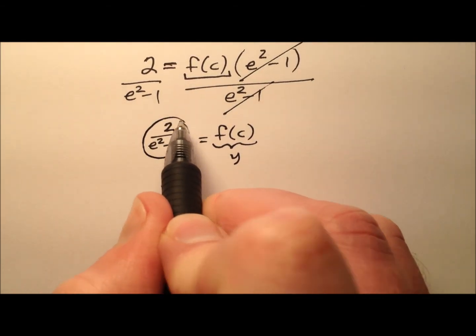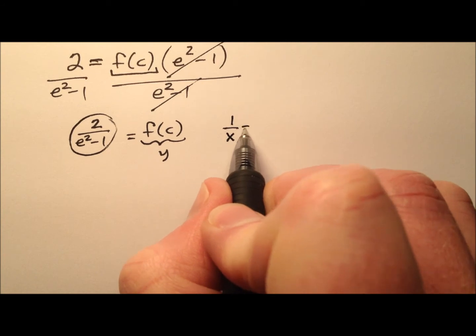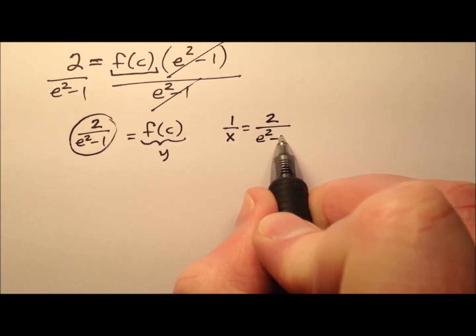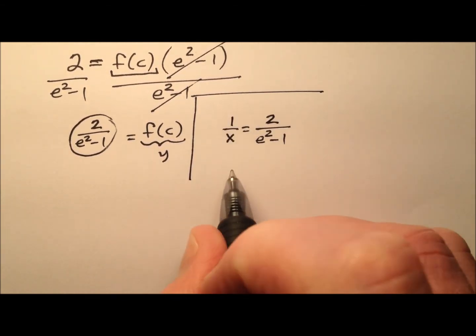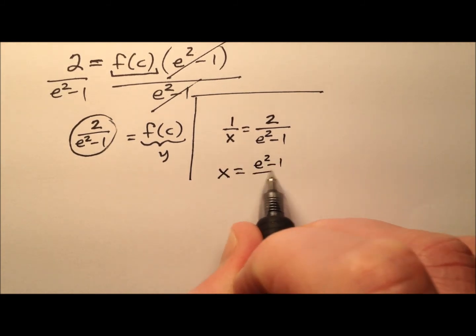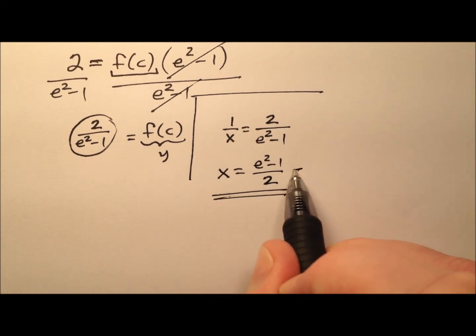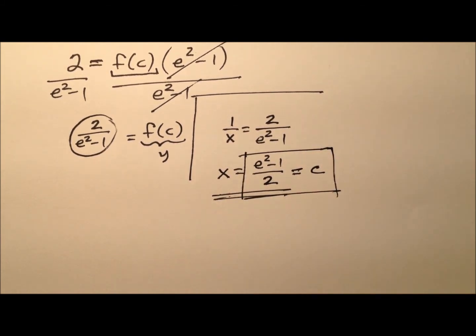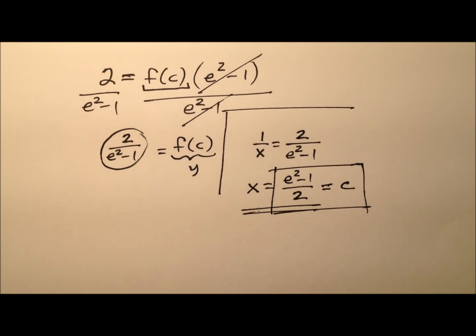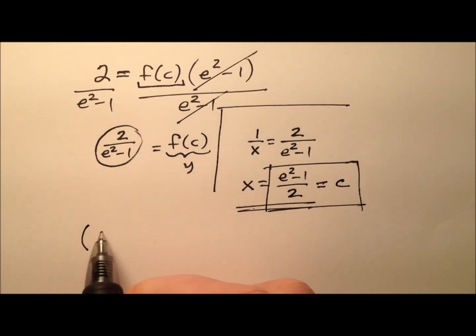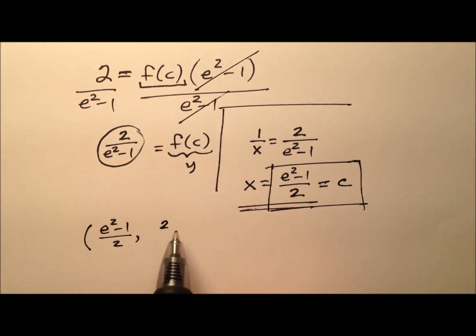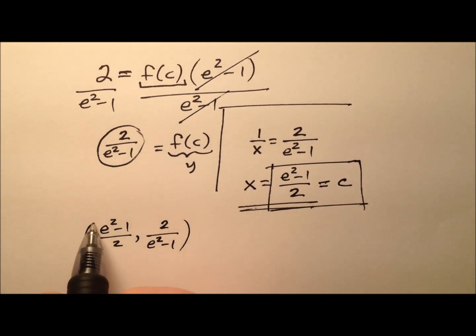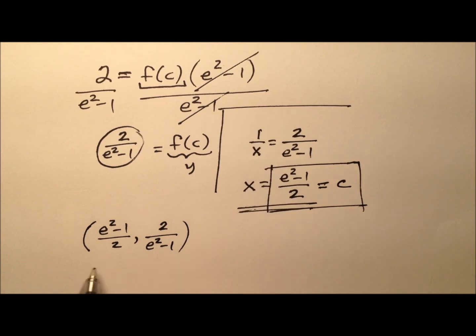And so when we take that y value, we will set our function 1 over x equal to that y value. All right, and now let's just solve for x. Well, if we reciprocate both sides, we'll end up with x equals e squared minus 1 over 2. And that actually is that c value that's guaranteed by our mean value theorem for integrals. So this is an ordered pair, and this ordered pair is the x value, e squared minus 1 over 2. And when we plug it in, we get our y value, 2 over e squared minus 1. And yeah, they're just reciprocals, right? Because our function is 1 over x.